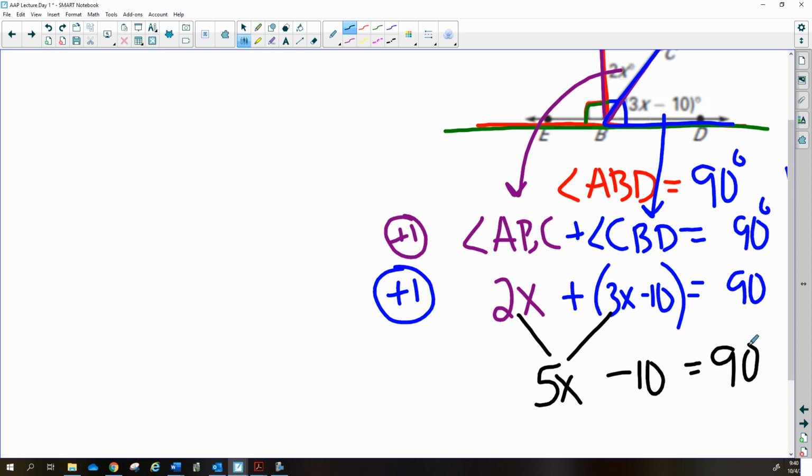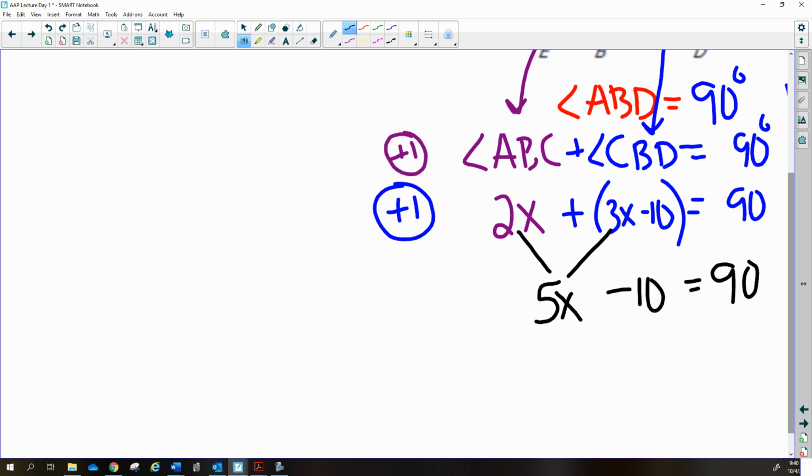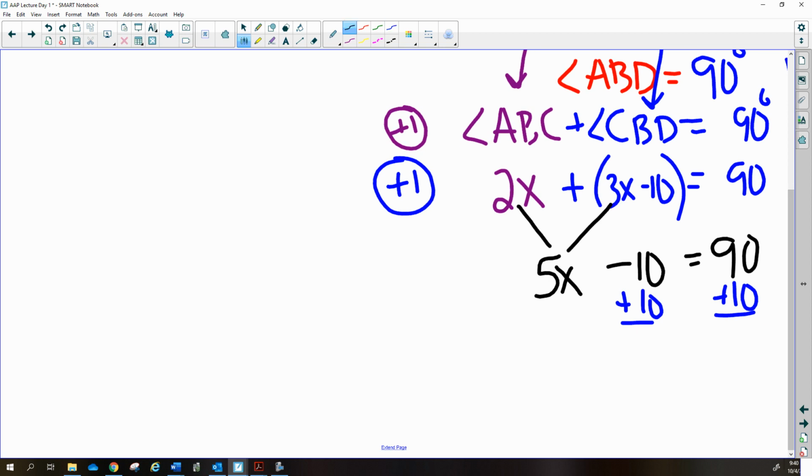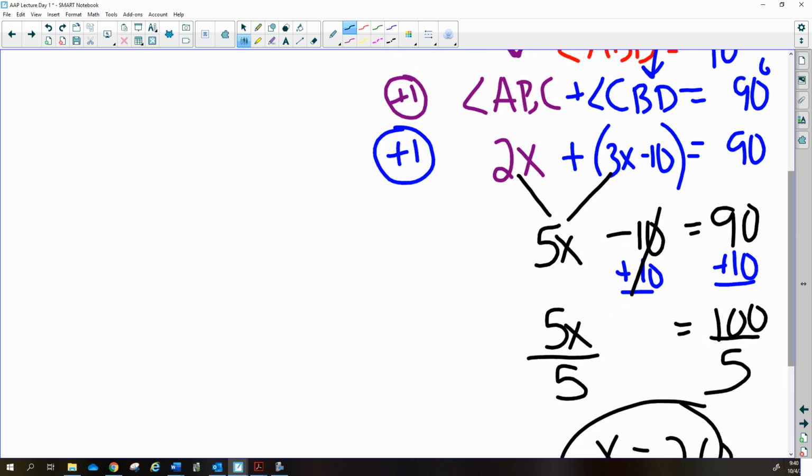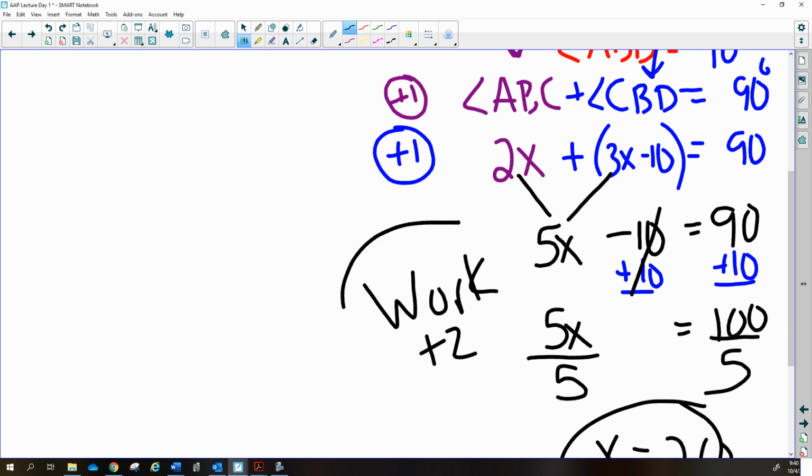Rewrite. Get rid of your subtracting 10 by adding 10 to both sides. Finally, cancel out the 10's. We have 5x equals 100, divide by 5, and we're going to come up with x equals 20. Solving all that and showing your work is going to be worth 2 more points.